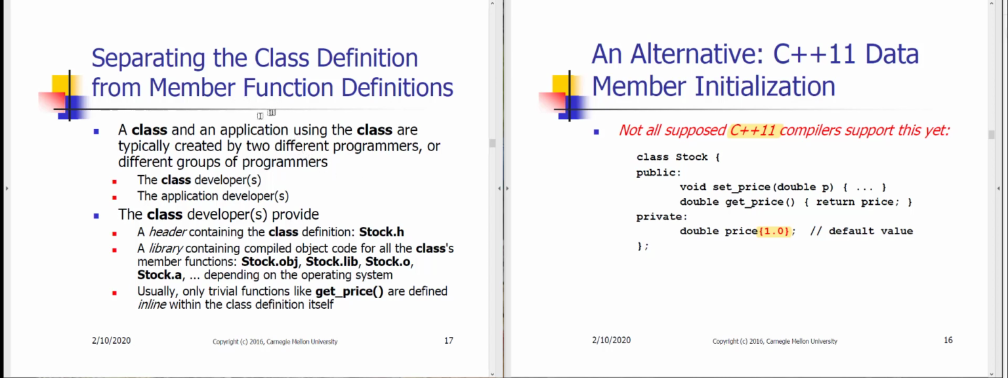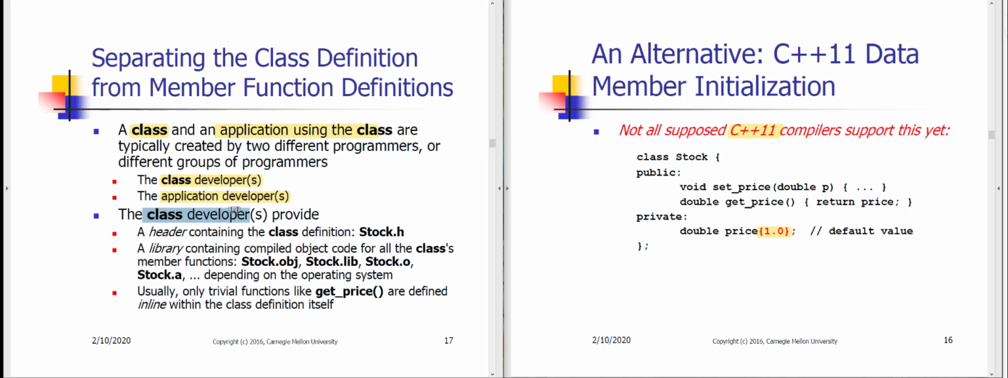Very often in a C++ program, a class is defined and implemented by one programmer, whereas an application using the class is defined by a different programmer, or perhaps groups of programmers in both cases. So we have a separation in terms of skill level typically, and also responsibility, between class developers, who are usually experts, and application developers, who are hopefully also experts, but sometimes a little bit less expert than the class developers.